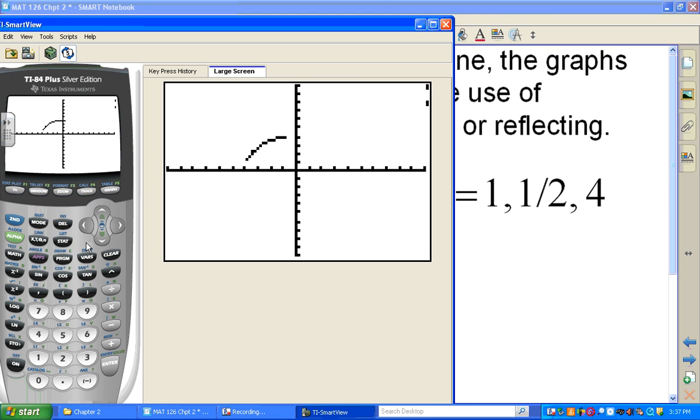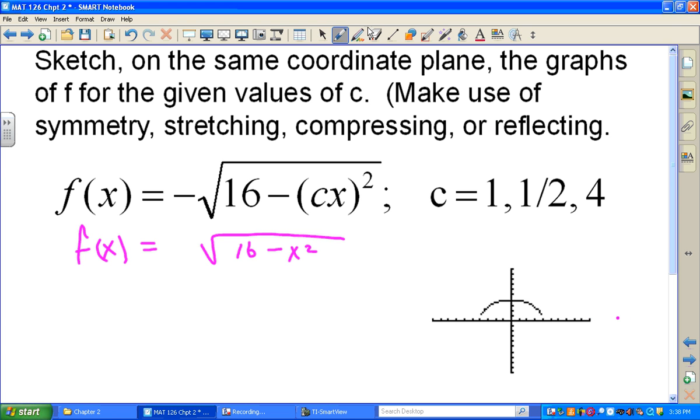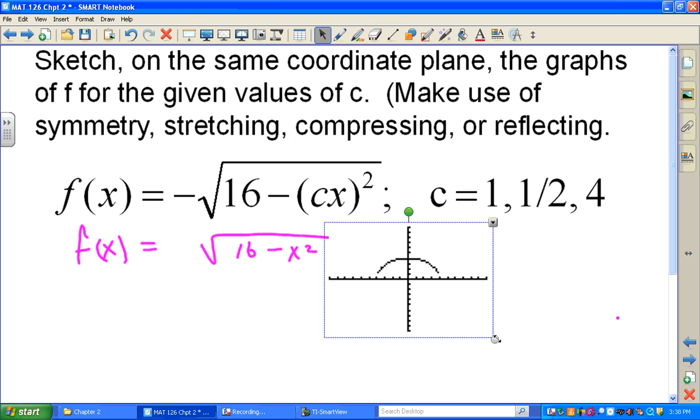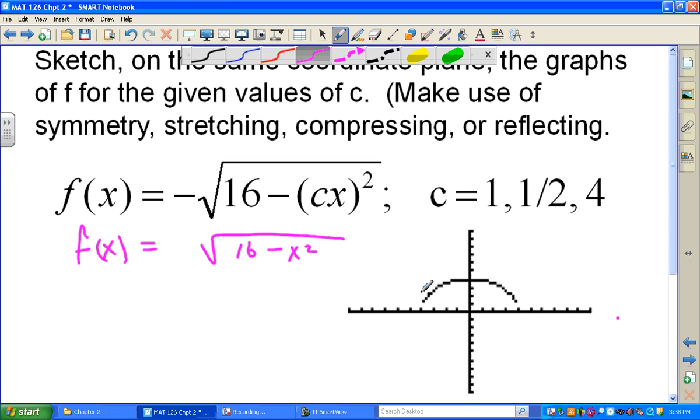Graph? Oh, what do we call that graph? Yeah, it's a semicircle. Even though the graph doesn't show it, you have to know that it actually does touch all the way. Okay? It actually goes all the way down.